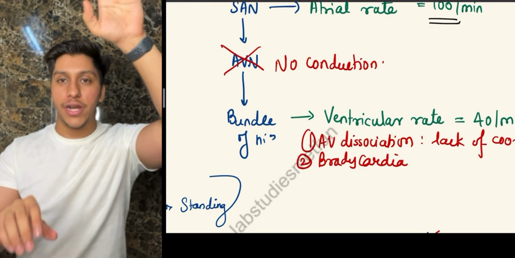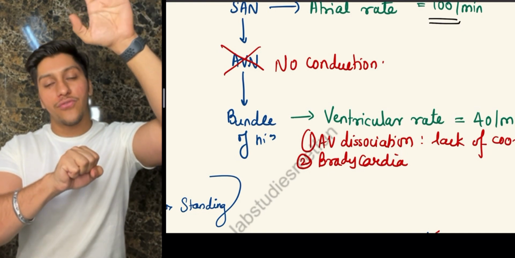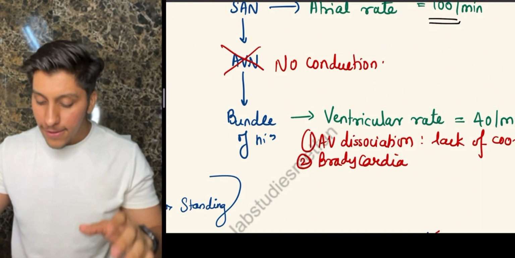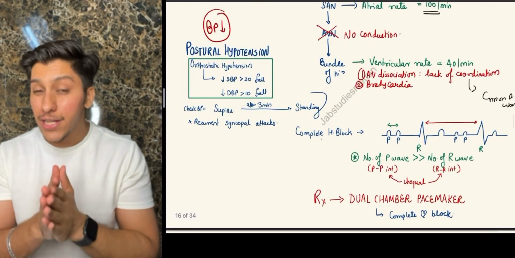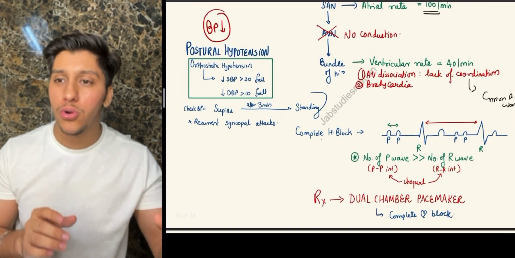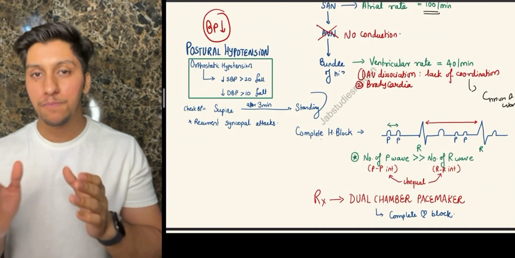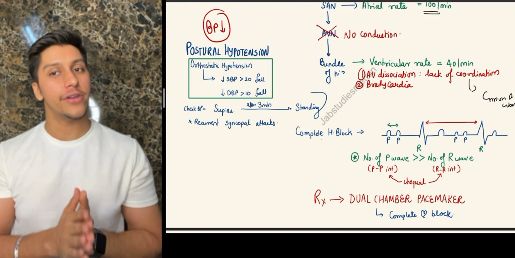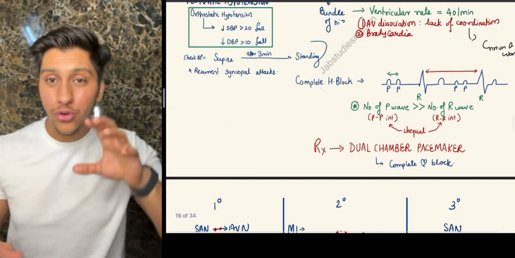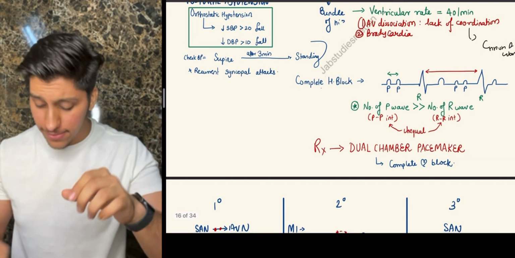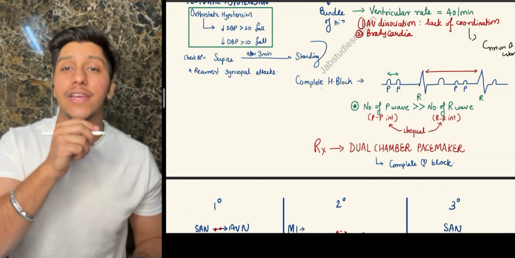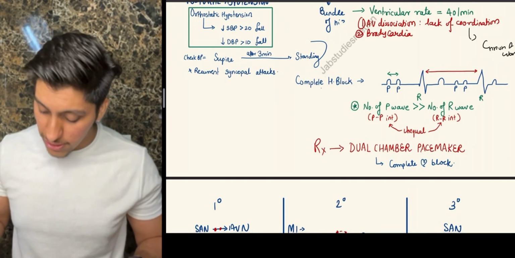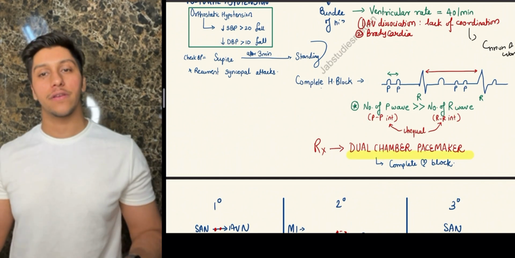If this is going to be your atria, this is faster, and this will be slower like this. Okay, so make sure you understand this logic. That is why P waves are going to be much more than the R waves, because P waves signify atrial contraction and the R wave signifies ventricular contraction. So obviously there are two different things contracting at different times. That is why the management in case of complete heart block is going to be a dual chamber pacemaker.